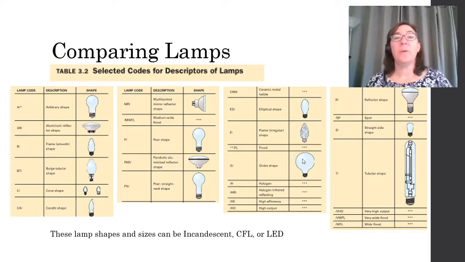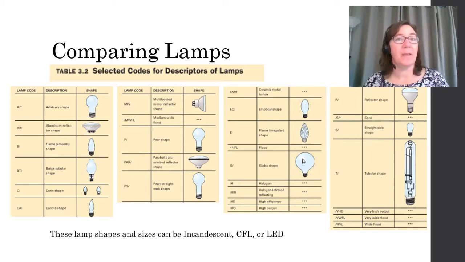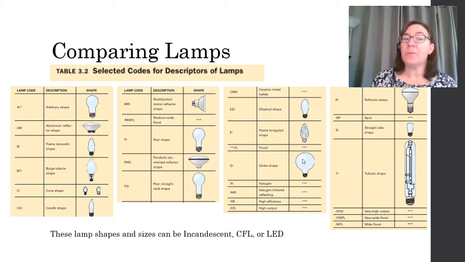So let's start with the shape and size of different lamps. This table from your textbook goes into some of the wide variety of different lamps that are available. And did you know that these shapes and sizes can be incandescent, halogen, compact fluorescent, or LED? We use some of the same descriptors for these lamps for the different types. I'm going to place some more resources in your module for you to learn about these different lamp shapes and sizes.